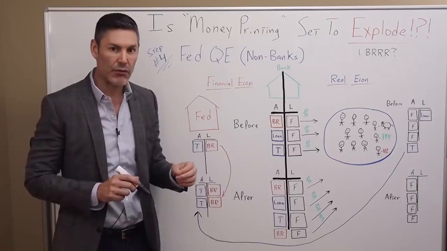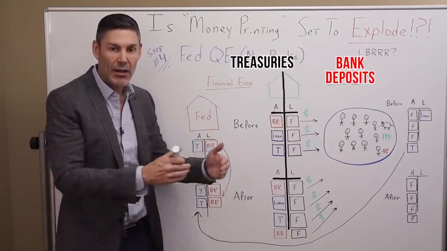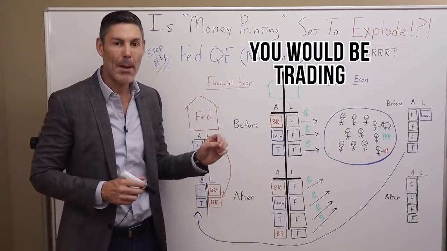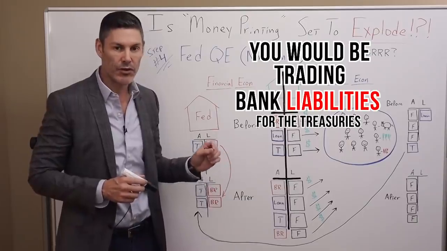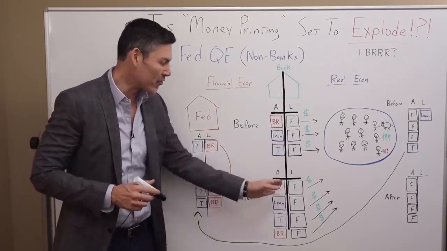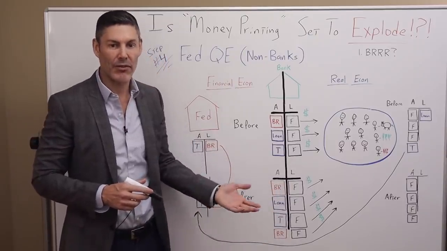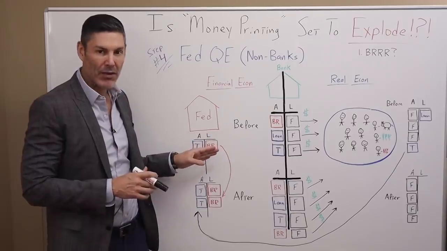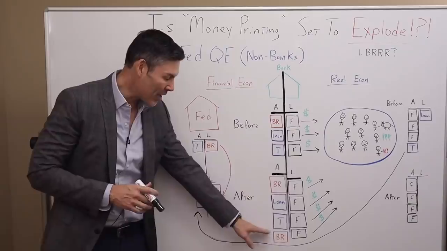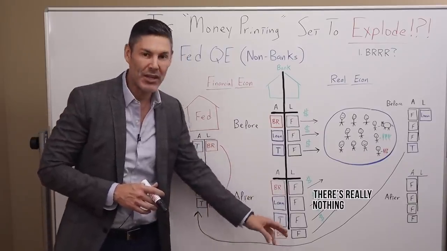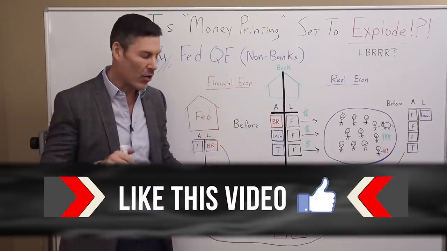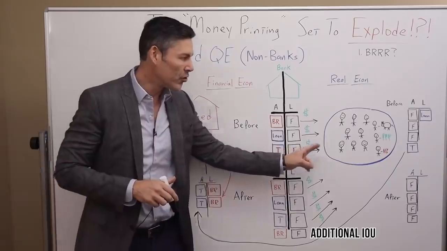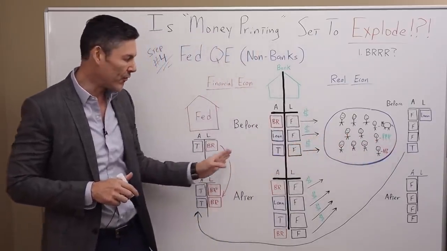Because what you would be doing if you sold your treasuries to the Fed is you'd be trading bank deposits for those treasuries. You'd be trading IOUs. In other words, you'd be trading bank liabilities for the treasuries. So the Fed couldn't just give them or instruct them to have more liabilities because then they'd be insolvent. So the assets that actually pay for those treasuries are these newly created bank reserves that are liabilities of the Fed, assets of the commercial banking system. And remember, there's really nothing in your deposit account. It's all pixie dust. The only thing this represents is an additional IOU from the commercial banking system to the entity that sold the treasuries to the Fed in the first place.